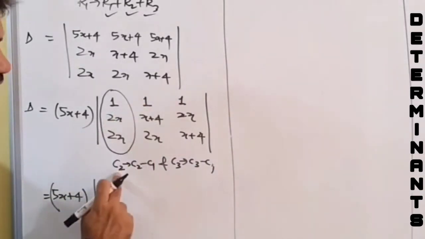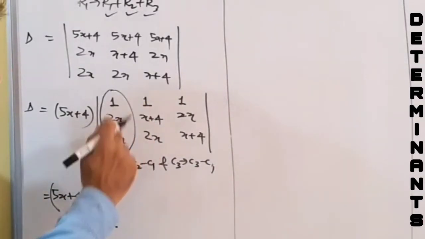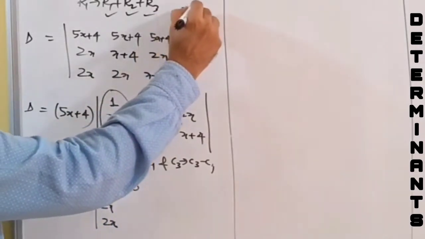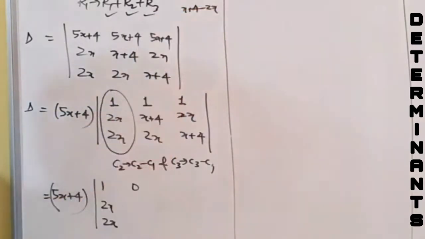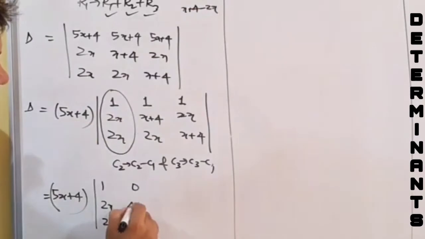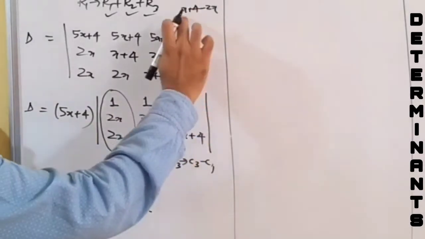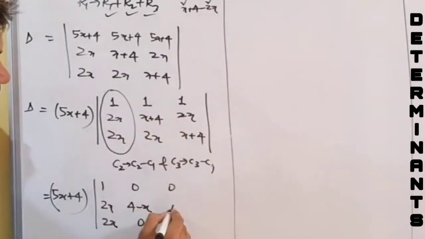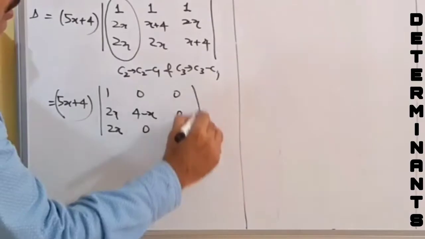Now C2 now becomes C2 minus C1. This minus this is 0. X plus 4 minus 2x. X plus 4 minus 2x. That will give me 4 minus x. 4 minus x. 1x minus 2x, that is minus x. Again 2x minus 2x is 0. 1 minus 1, 0. 2x minus 2x, 0. X plus 4 minus 2x, that is 4 minus x.